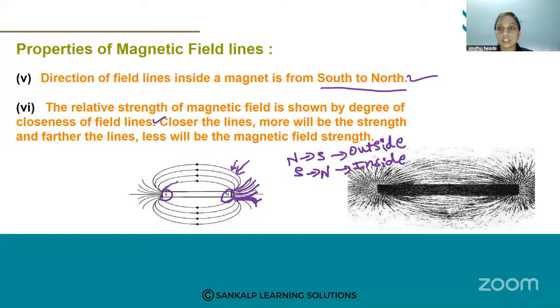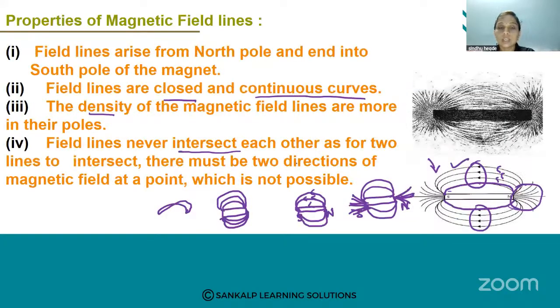Okay, just remember all these properties. It's very, very important. First property tells that magnetic field lines always go from north to south. Okay, this is the first property as compared to outside. Next one tells that field lines are closed and continuous curves. They are closed and continuous curves. And third property tells that the density of magnetic field lines is more at the poles. Always the density of the magnetic field lines at the pole is more. Okay, that is the third property.